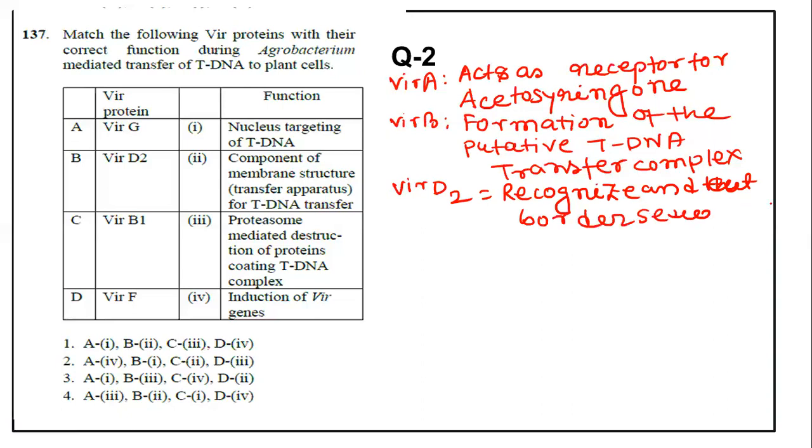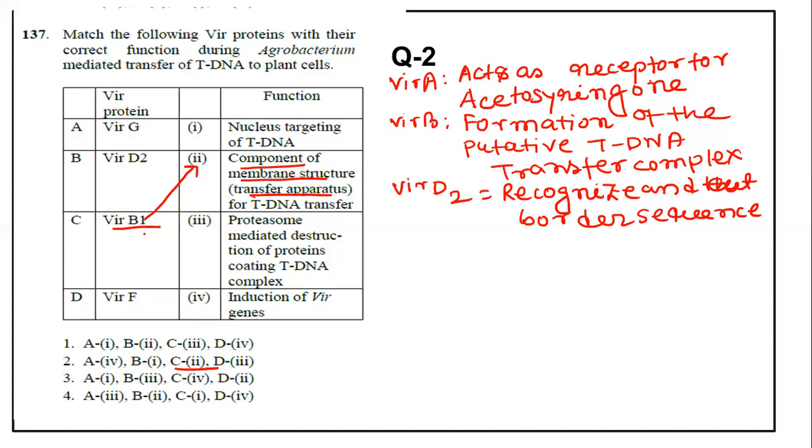VD2 actually helps in induction, and you can also see that option. VA is not there, VB. VB is actually a component of the membrane structure of the transfer apparatus. VB1 actually forms the transfer apparatus. So B1 will be 2, and now C will be 2.